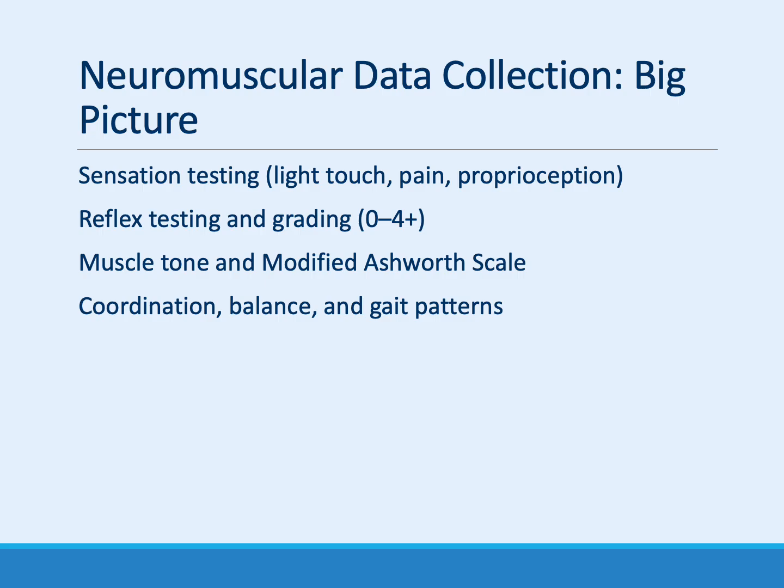Moving on to neuromuscular. So neuromuscular data collection is going to cover sensation, reflexes, tone, coordination, balance, and gait patterns. Our neurologic gait patterns, not our musculoskeletal gait patterns. So your study guide has highlights on things like pathologic reflexes for Babinski and Hoffman, and different types of involuntary movements, cranial nerve screening, and neural tension tests that I'm not going to really cover in here. But your job with those is to recognize the patterns.